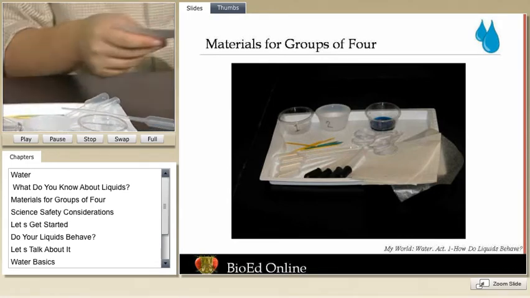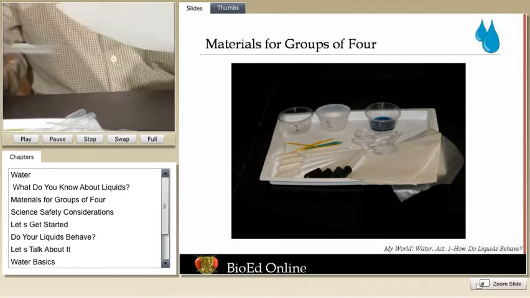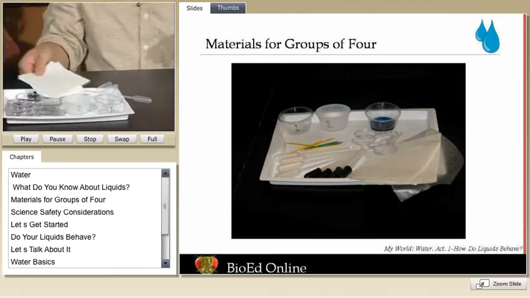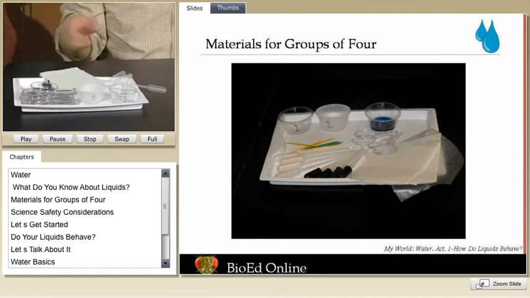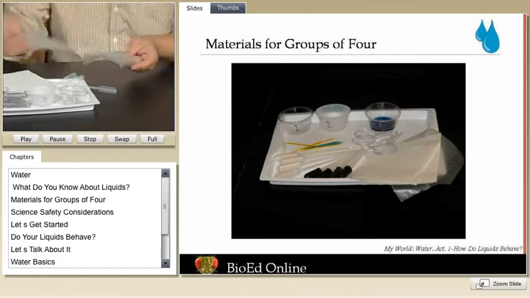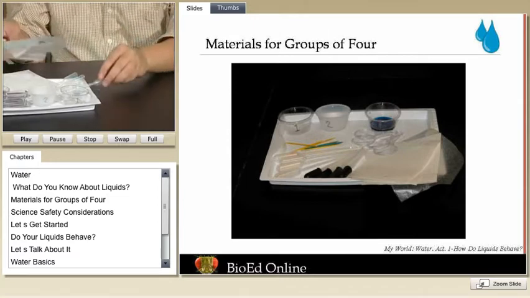And this is a large sheet of graph paper that's been cut into 4 pieces so that each student in the group will have one of their own. And we also cut 4 pieces of wax paper to cover each piece of graph paper.